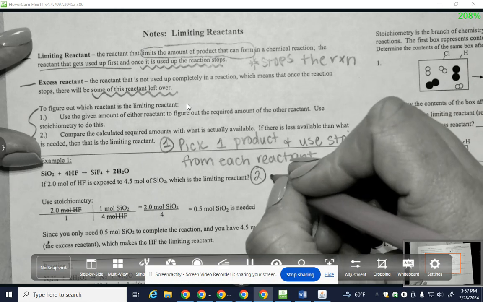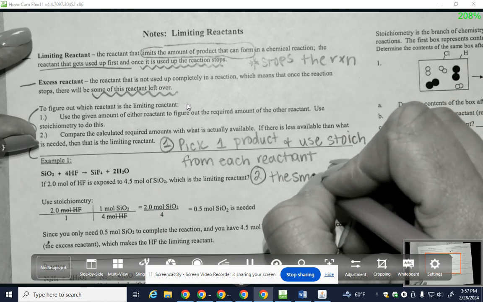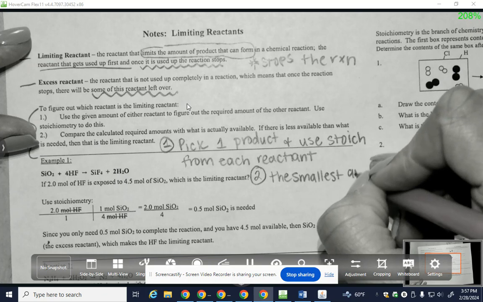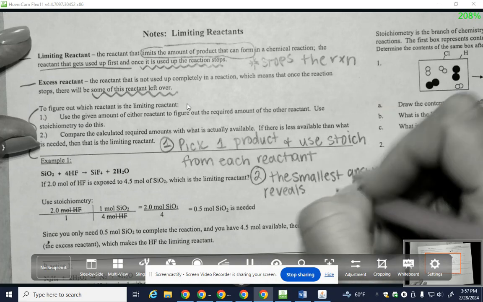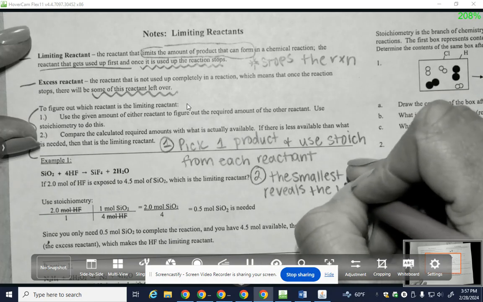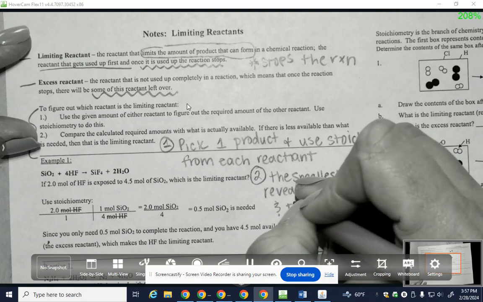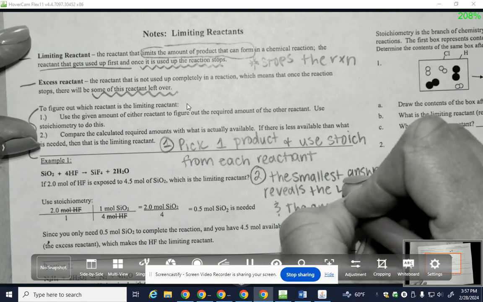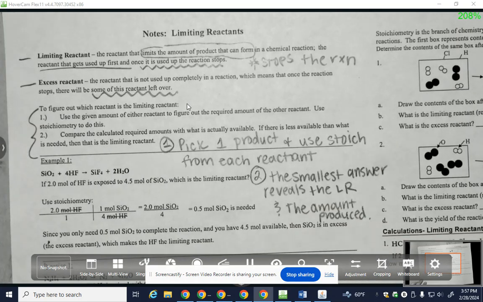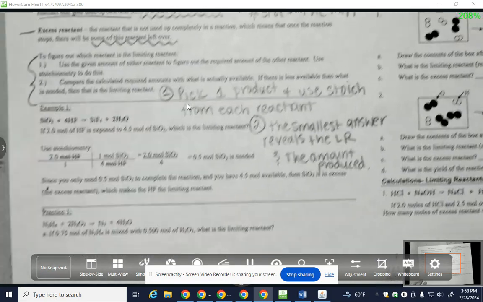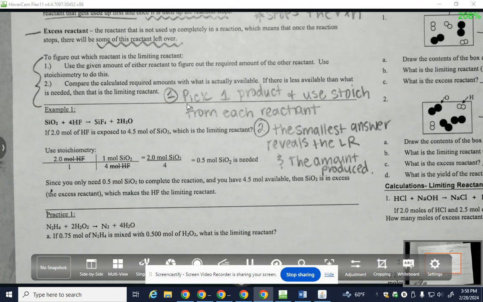Second step is the smallest answer reveals the limiting reactant and the amount produced. That last part, the amount produced, makes sense, because that goes hand in hand with what we saw with our recipes. We can only make as much as the one that we're going to run out of first. So you're always going to be picking that smallest answer.